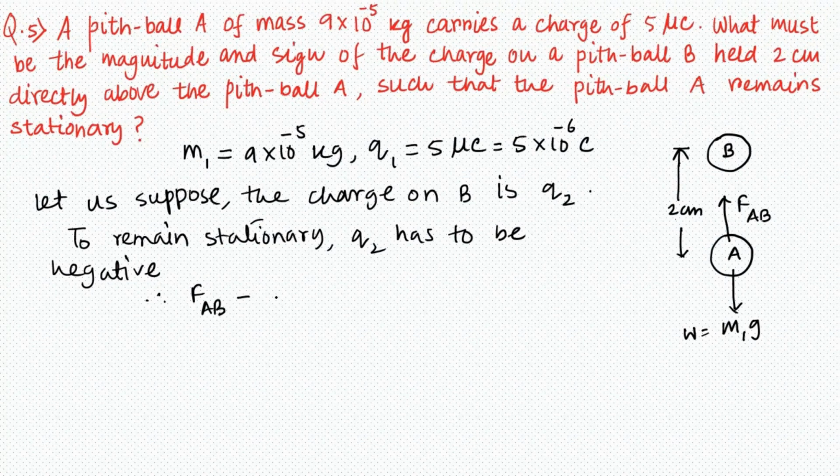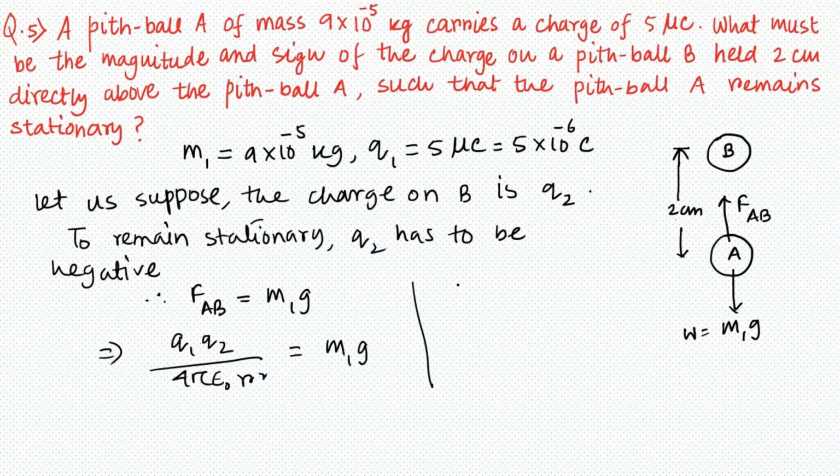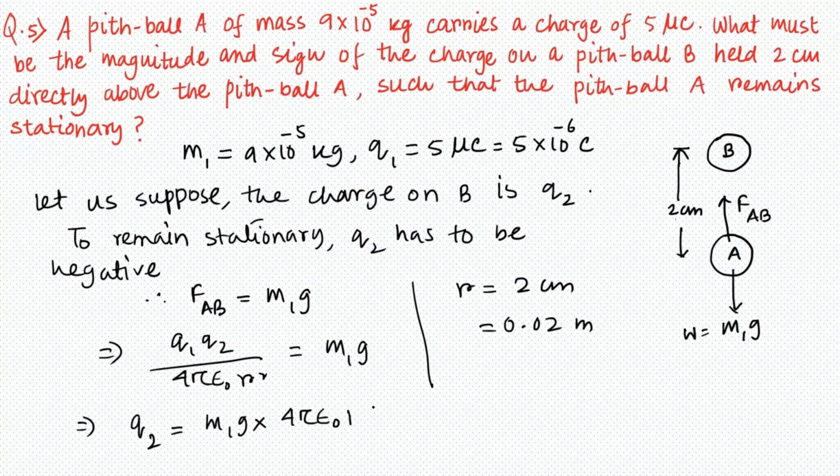So FAB is equal to m1g, and we know from Coulomb's law F is q1 q2 by 4 pi epsilon naught r square, equal to m1 g. Now r is given, r is 2 centimeter, which is equal to 0.02 meter. Now from here we have to calculate q2, the charge on the second ball. So m1g into 4 pi epsilon naught r square divided by q1.